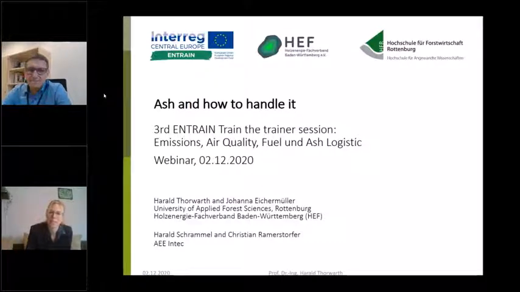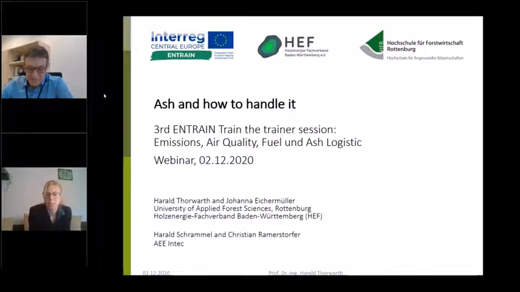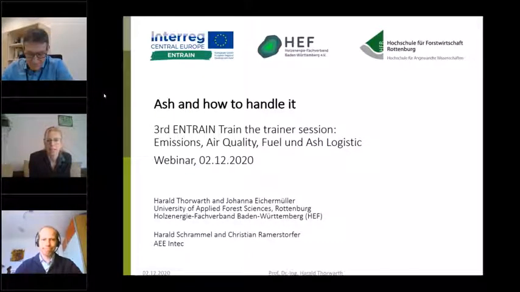So let's start the second part of our training session. Our next speaker is Harald Thorwarth from the Holzenergiefachverband Baden-Württemberg, and he will tell us about properties and different ash fractions and their challenges, the influence factors of ash formation, as well as utilization and disposal of ashes. His presentation will have an add-on from AEE INTEC, presented by Christian Ramerstorfer, about handling and logistics of ash.